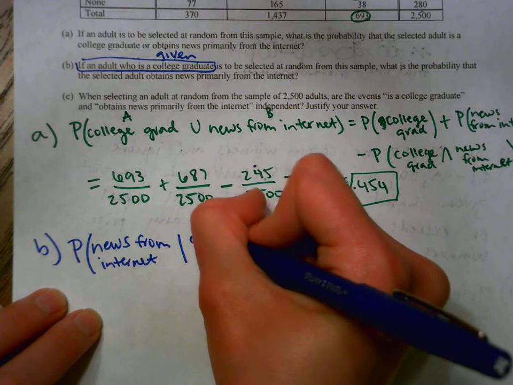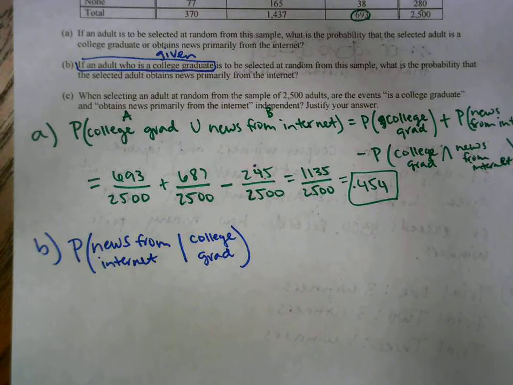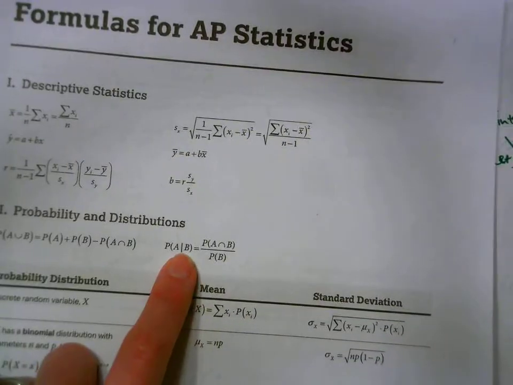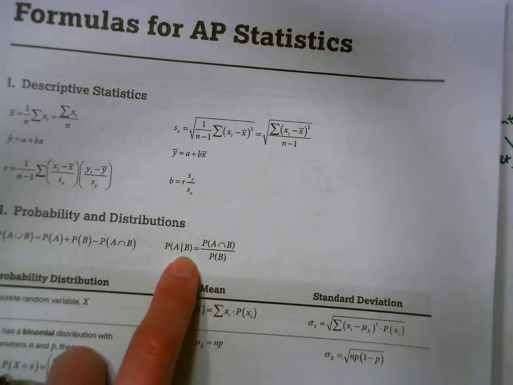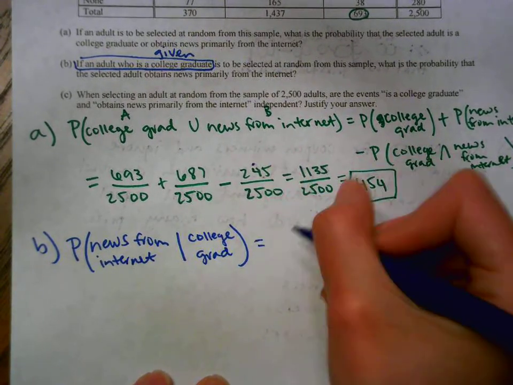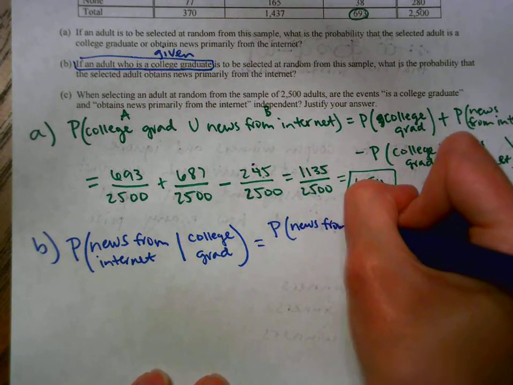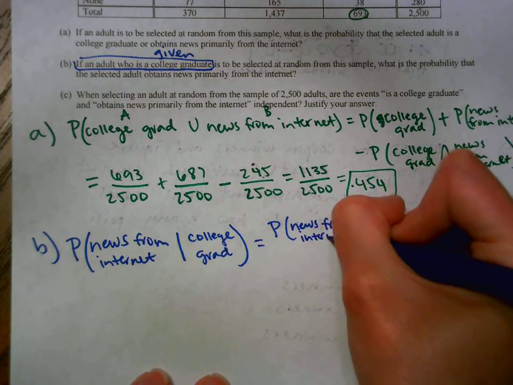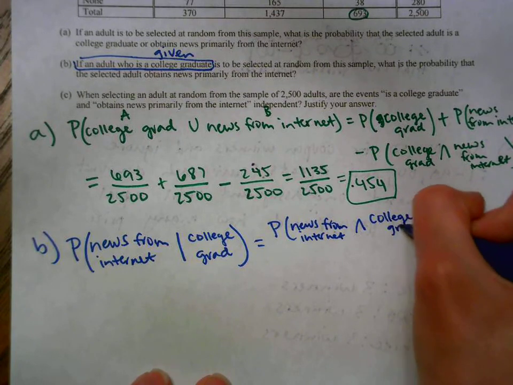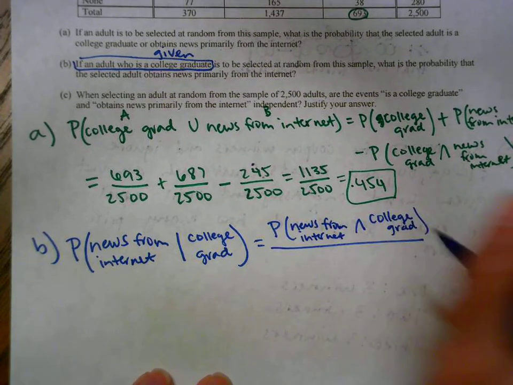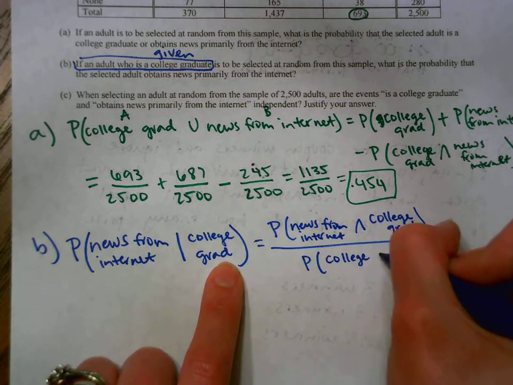Given they're a college graduate. So if you look at your formula for "given," it's the probability of A and B over the probability of the given B. What that would look like in context would be the probability of getting news from the internet and being a college grad, over the probability of the given, which is the probability of being a college grad.